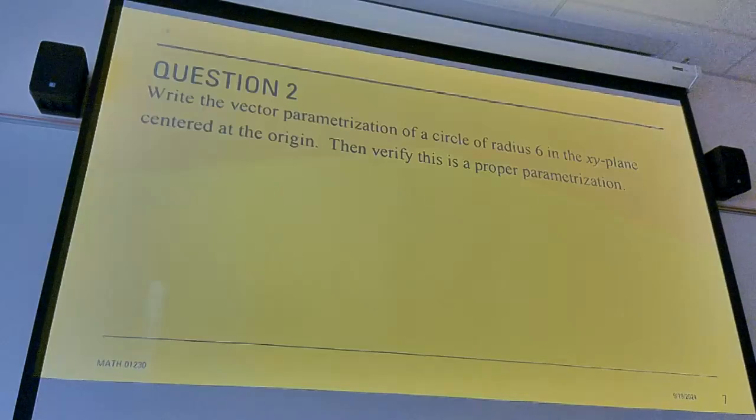So we're going to be looking at the parameterizations of curves, plane curves and space curves. And eventually we'll move on to parameterizing surfaces. So, parameterization of a circle of radius 6 in the xy plane centered at the origin.